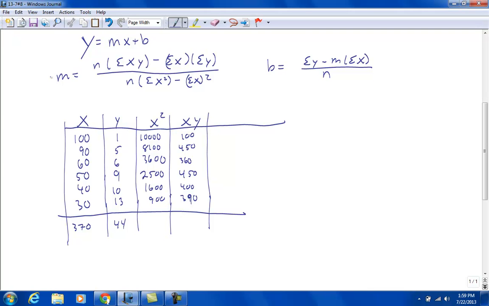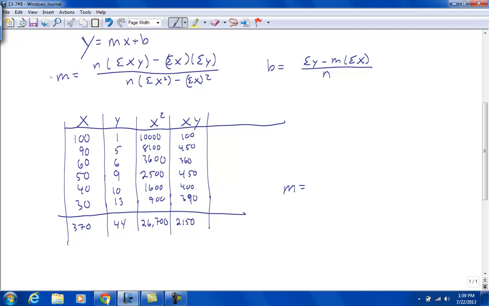Then 10,000 plus 8,100 plus 3,600 plus 2,500 plus 1,600 plus 900. And that's 26,700. 100 plus 450 plus 360 plus 450 again plus 400 plus 390. It's 2,150.